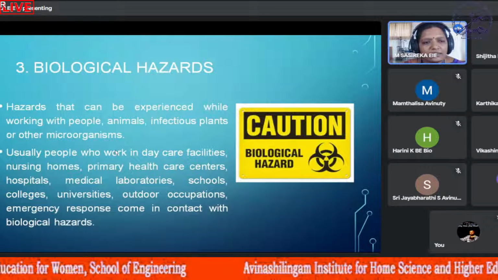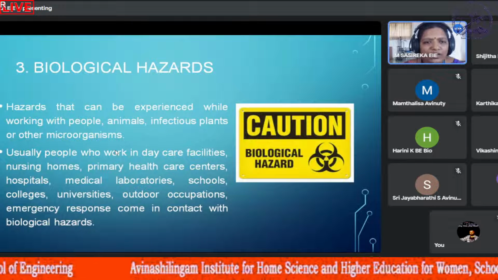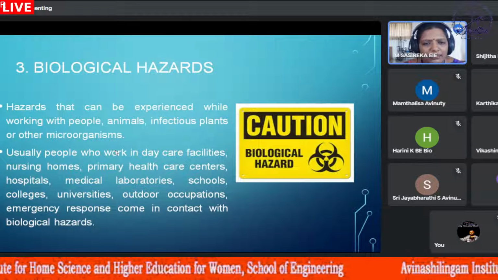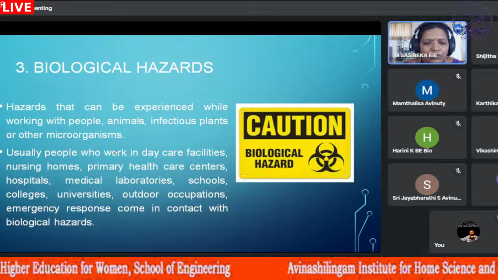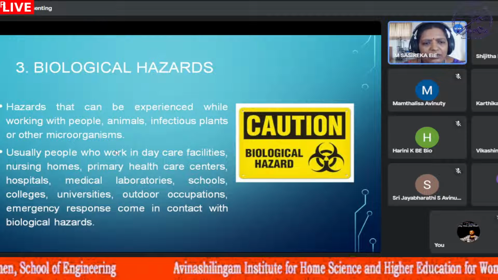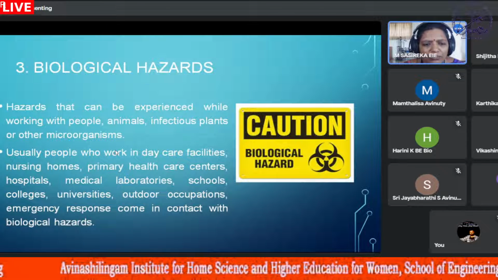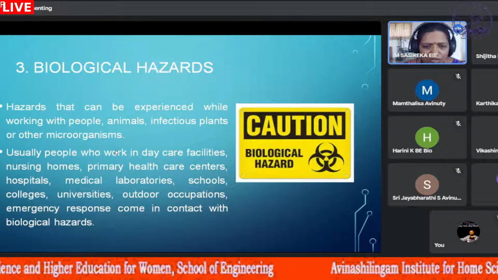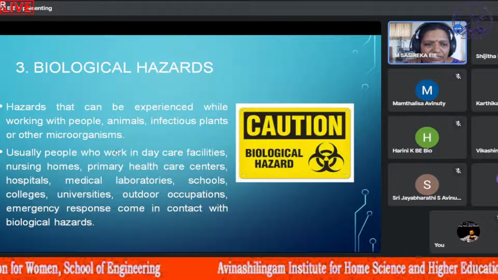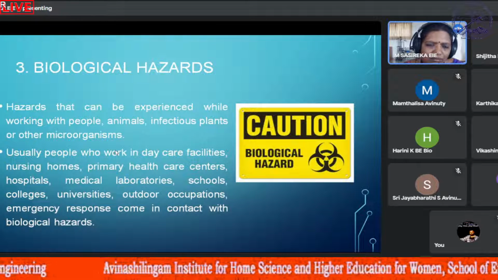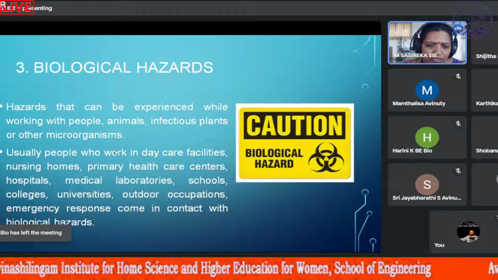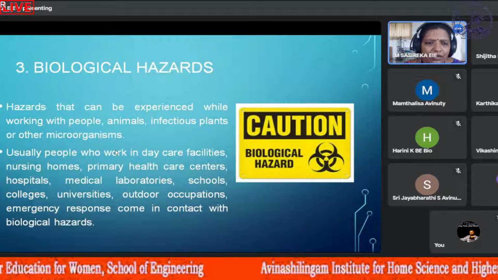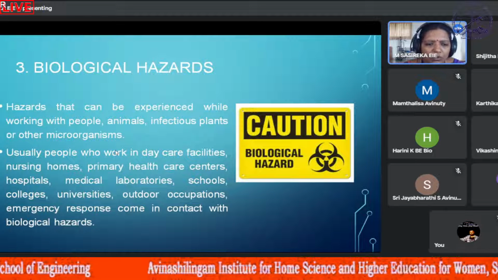The third one is biological hazards. These are biological hazards that spread through fungus or bacteria, mostly from animals and infectious plants. People who are taking care of pet cats, or who are involved in poultry, or caring for dogs, will have these effects. The infection that affects those pet animals, or other animals like poultry, or infectious plants, may be spread to humans.